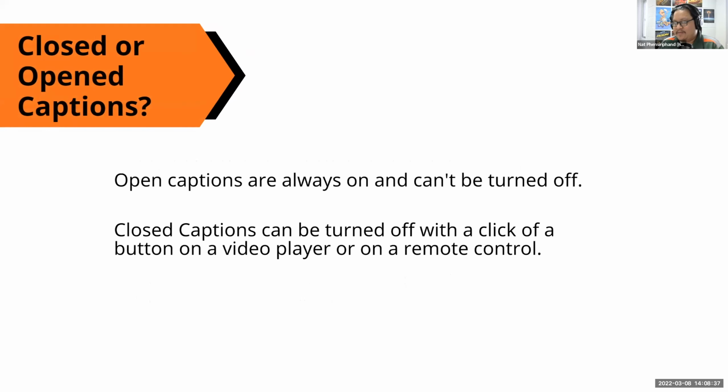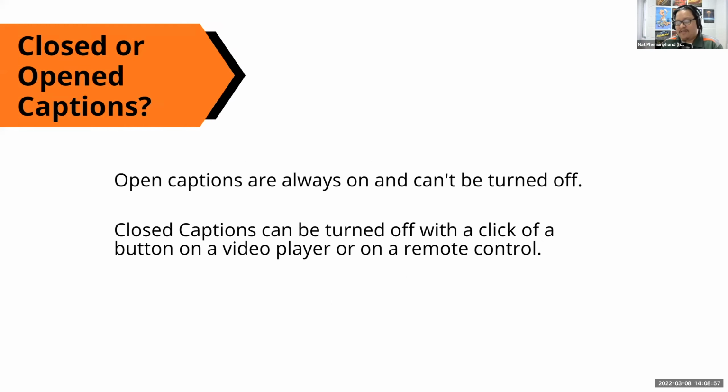And what's the difference between open and closed captions? Open captions are always on and can't be turned off. They're essentially burned into the film. If you're ever in line at a theme park, for instance, oftentimes like the safety video will have the words burnt into the screen so it can't be turned off.